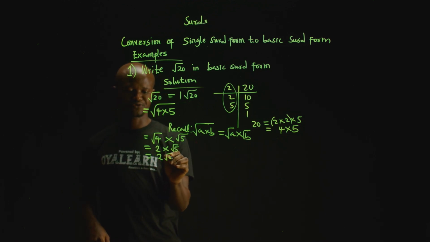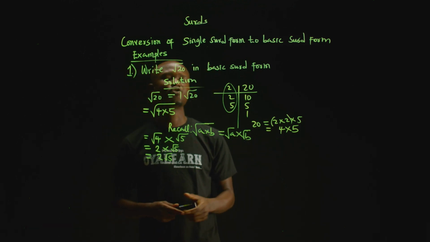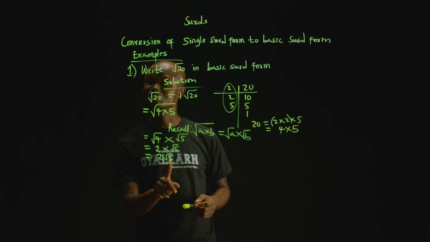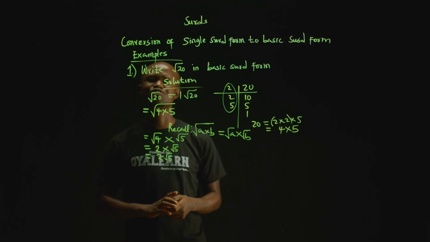Now, this will give us what? 2 root 5. This 2 root 5 is an example of a basic surd form. Why? Because the coefficient of this root 5 is not 1. You can see we are having 2 now. That is the solution to the problem.